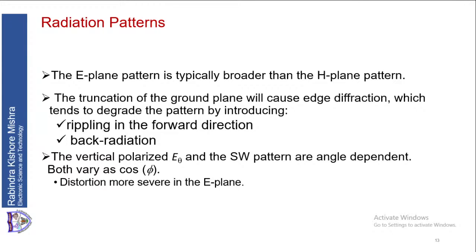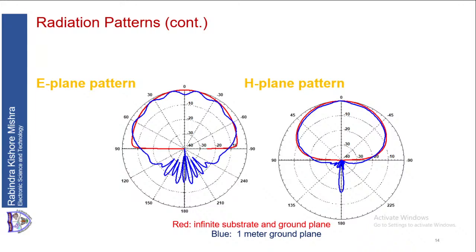The vertically polarized E theta and surface wave patterns are angle dependent, both vary as cos phi. So that also gives you some distortion in the radiation pattern. The distortion is more severe in the E-plane pattern. You can see the E-plane pattern and the H-plane pattern, 2D patterns of the E-plane and H-plane. Here what we have done is, we have taken a practical antenna and an ideal antenna.